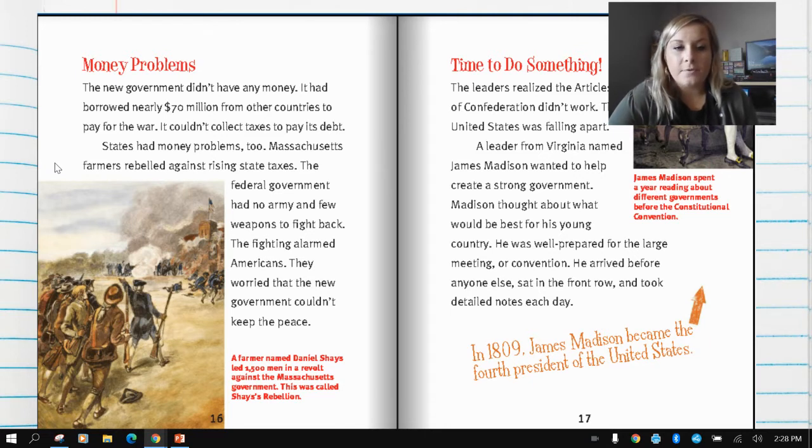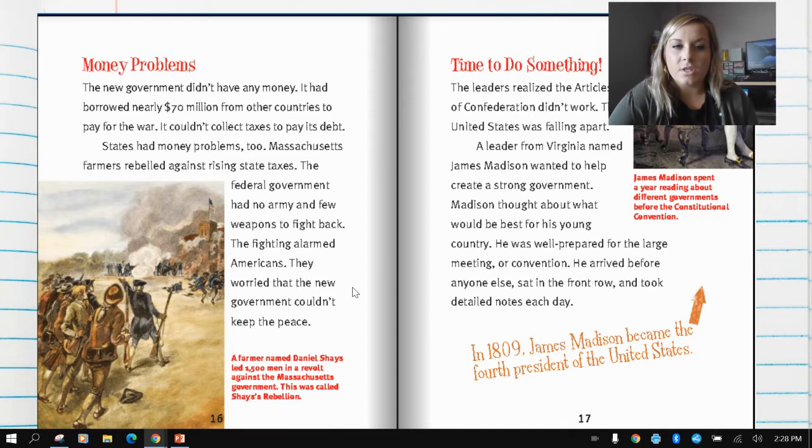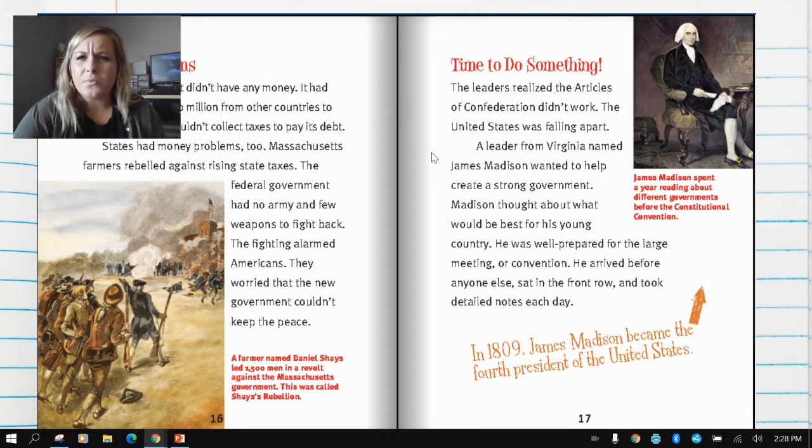So down there, the caption says a farmer named Daniel Shays led 1,500 men in a revolt against the Massachusetts government. This was called Shays' Rebellion. Time to do something. The leaders realized the Articles of Confederation didn't work. The United States was falling apart.